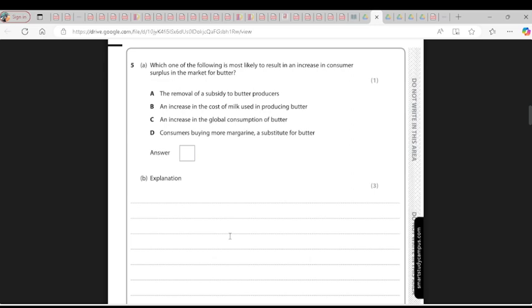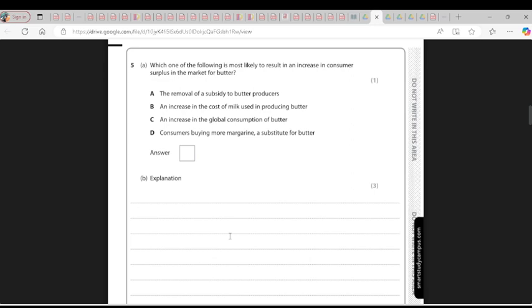So here I wrote consumer surplus is the difference between the price consumers are willing to pay for a product and the actual price they paid. So an increase in the global consumption of butter will mean that consumers are paying less than what they can actually pay. So this is a consumer surplus. The demand curve will shift rightwards from D to D1. You get that? Yes. So that's the point there. I think it's clear. Yes, sir.